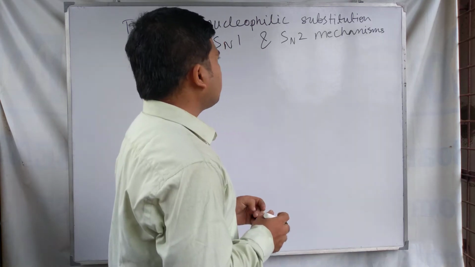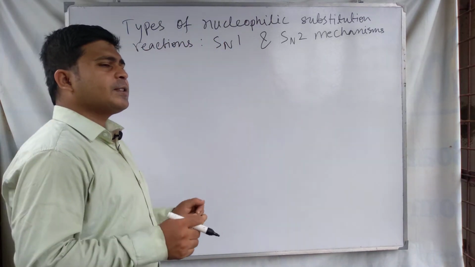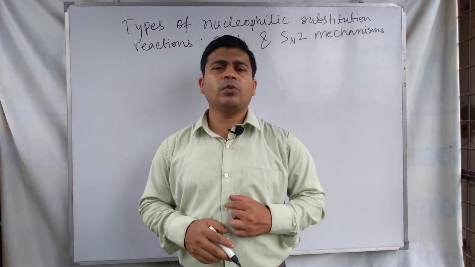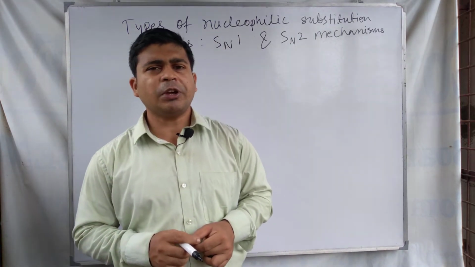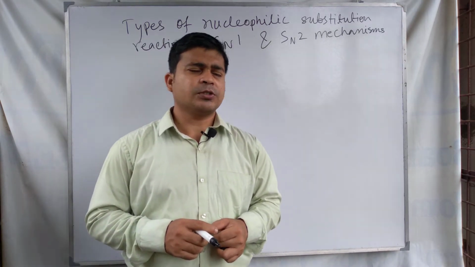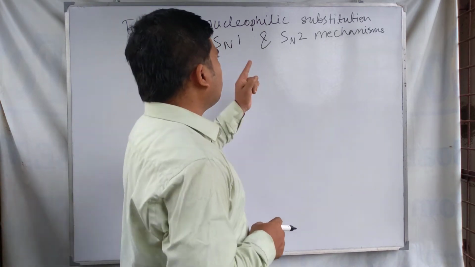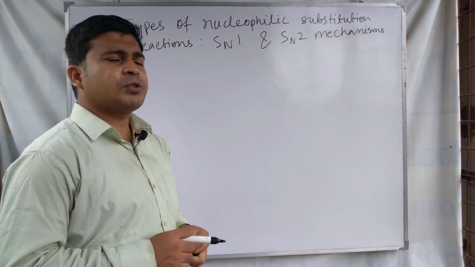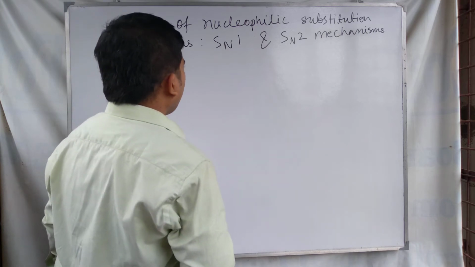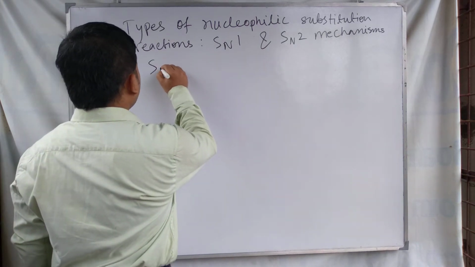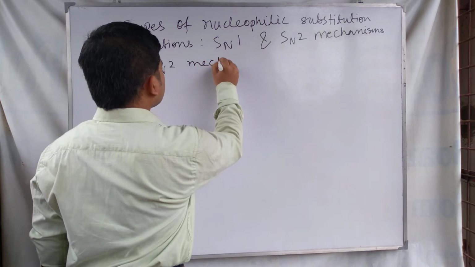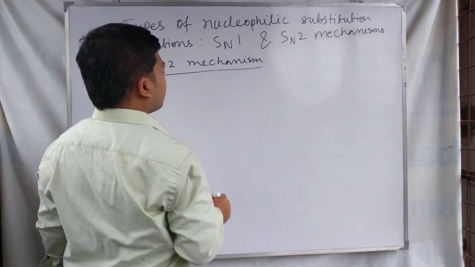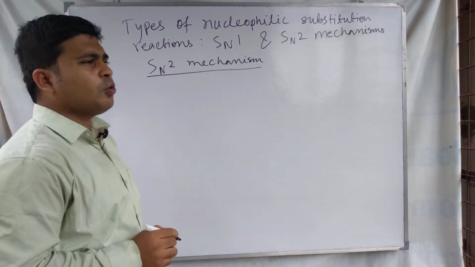So nucleophilic substitution reactions are divided into two classes. One is called the SN1 mechanism or SN1 reaction, another is called the SN2 mechanism or SN2 reaction. So we mainly discuss the SN1 and SN2 mechanisms under the class of nucleophilic substitution reactions. At first we study the SN2 mechanism.